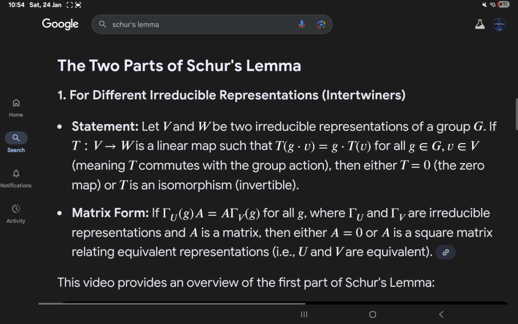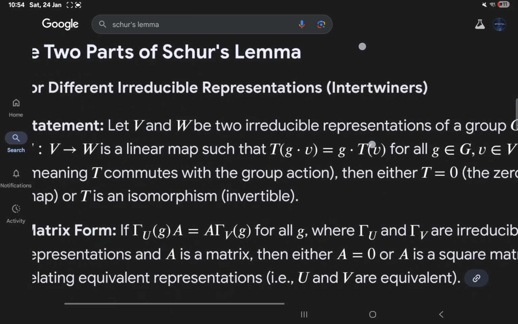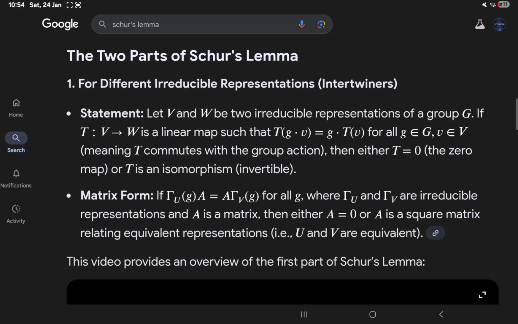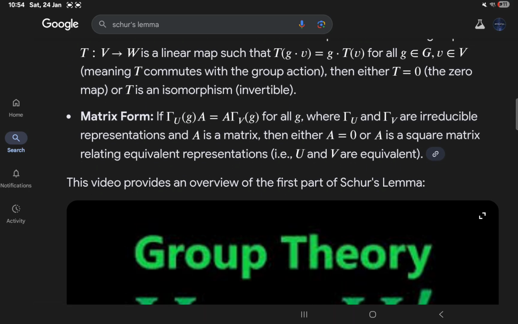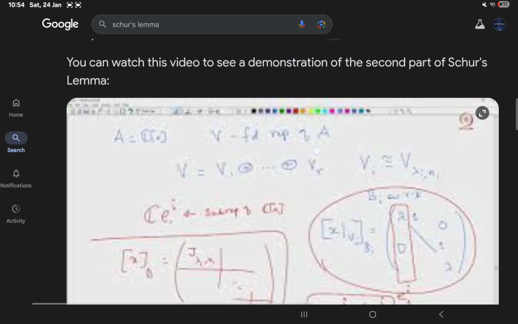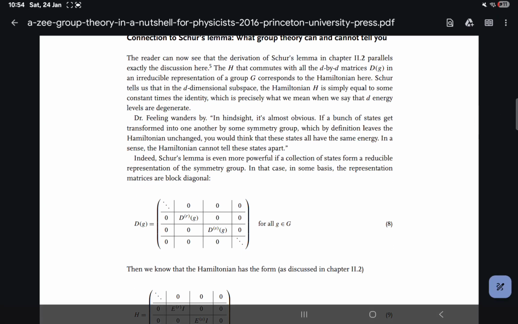What more do we have? The different irreducible representation statement. Let V and W be two irreducible representations of a group. So they define some linear mapping, and there is a composition. There is some rule for the mapping. Okay, okay, we are okay. This is going crazier. Oh my god, what is Schur's lemma? I don't know what is happening exactly. Schur's lemma.